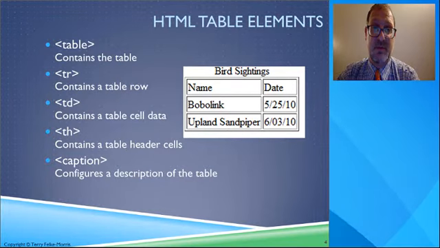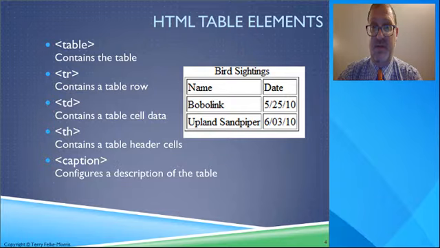So again, table, you use that to say, hey, I'm going to set up a table. Then you say a TR within a table. It wouldn't make any sense to put a TR outside of a table. It wouldn't make any sense to have a TD outside of a TR that's outside of a table. You also have these other two things that are used a little less commonly: table header and caption. And this gives you an example of all five components here.